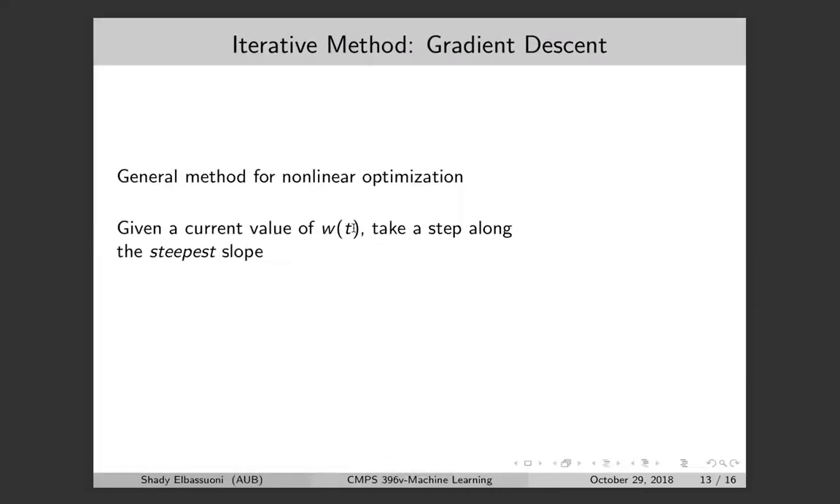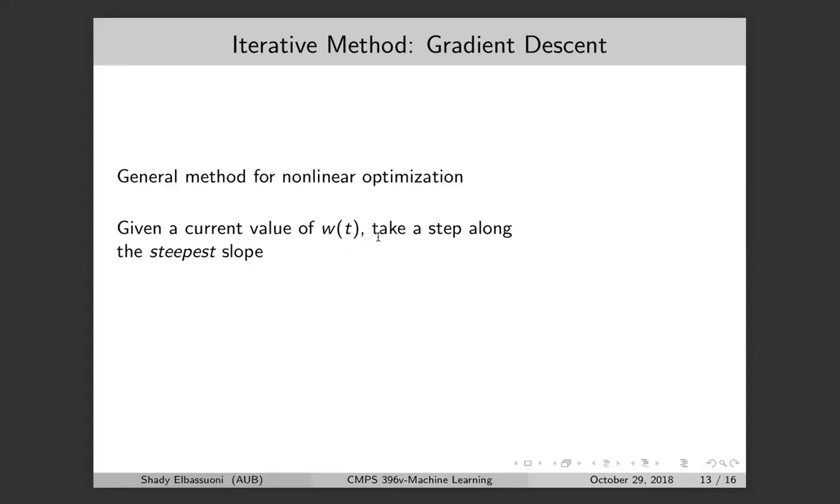So given a current value of W, it's similar to something we did when we were doing the perceptron learning algorithm. It was an iterative method. We did not have a closed form for the weights, so we initialized the weights and then kept updating the weights based on points. We're going to do the same thing here. We initialize the weights and then update them iteratively. We do some iterations over the weights, each time updating the weights a bit until we reach a good end.